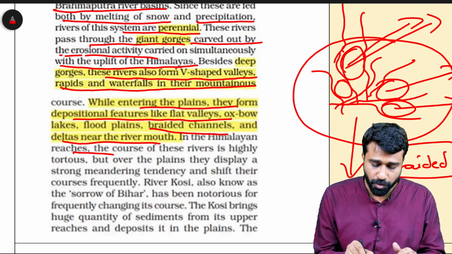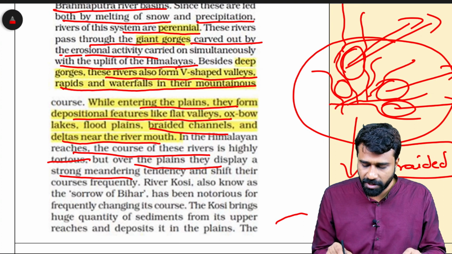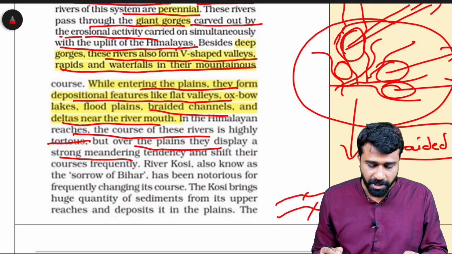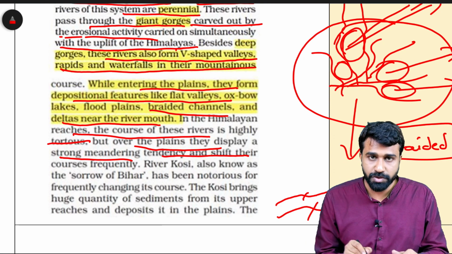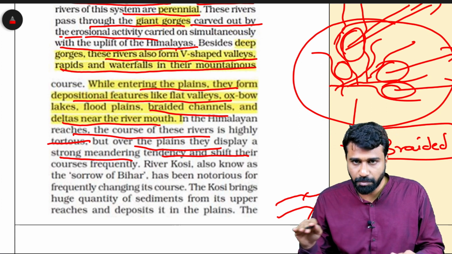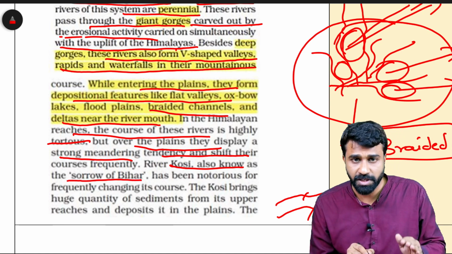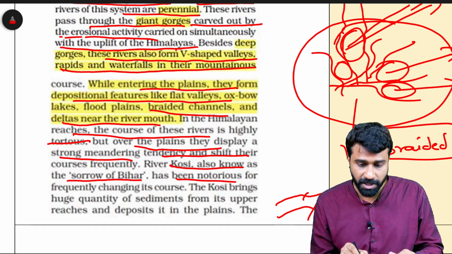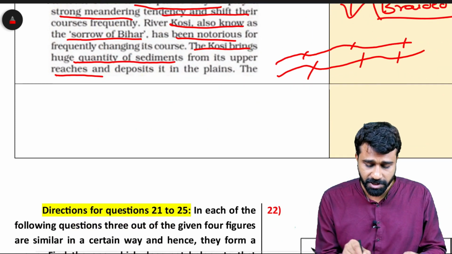In the Himalayan reaches, the course of these rivers is highly tortuous, but over the plains they display a very strong meandering tendency. Because of their slow movement in the plain part, they create these meanders, the wavy nature of the river that you find as a meandering part. This tendency to form meanders is usually observed in the second stage of the river, that is, the plain part. So the river Kosi, the sorrow of Bihar, used to change its course frequently. Therefore, it is very notorious and causes a lot of floods, and the Kosi brings a huge quantity of sediments from its upper ranges and deposits them in the plains.